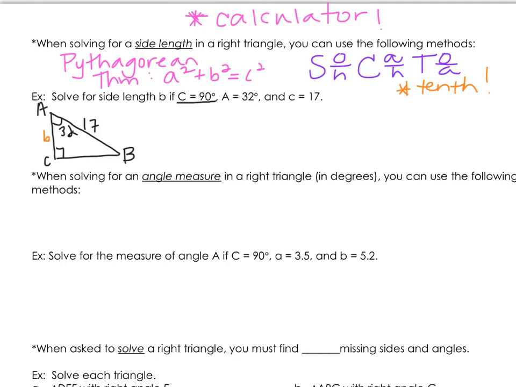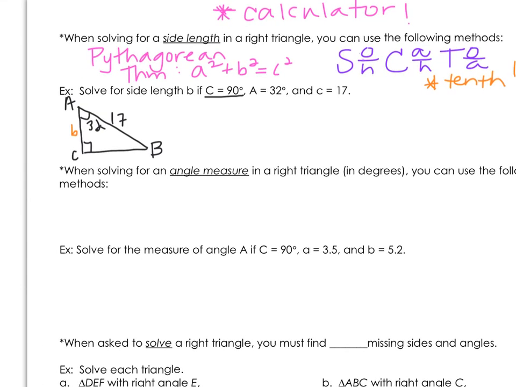Thinking about Pythagorean theorem and SOHCAHTOA, we could do Pythagorean theorem if we knew 2 of the 3 sides, but we only know 1 side. This means SOHCAHTOA is going to be our option. If angle 32 is given, then side B is the adjacent side, and 17 is the hypotenuse. So thinking SOHCAHTOA, the 2 side lengths that relate adjacent and hypotenuse have the cosine ratio. Therefore, we'll start with cosine A equals adjacent over hypotenuse, that A over H ratio.